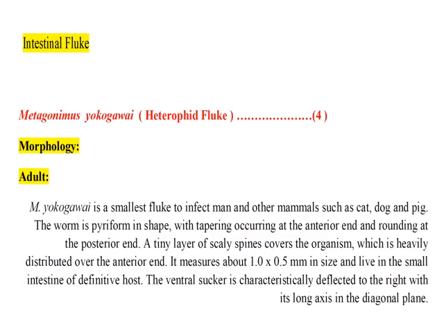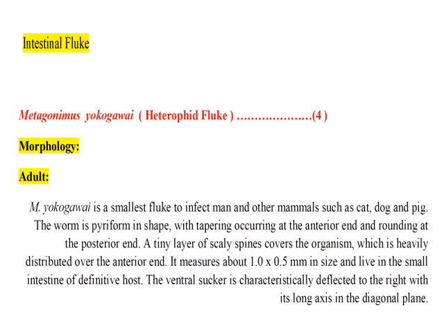The first species here is Metagonimus yokogawai, as a scientific name. Its common name is heterophyid fluke, and it can cause metagonimiasis. Now, about its morphological features of the adult worm. This parasite is a small fluke. The smallest fluke is Metagonimus yokogawai, which affects humans and other mammals such as cat, dog, and pig.